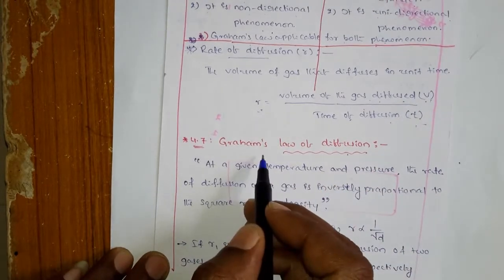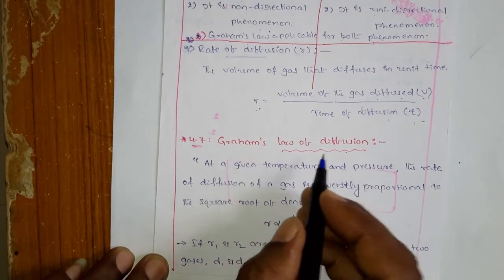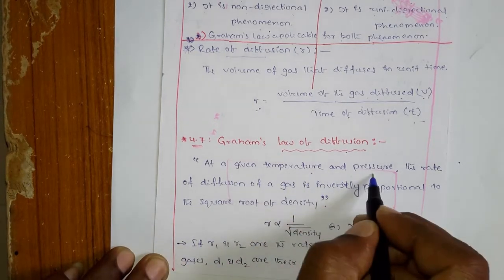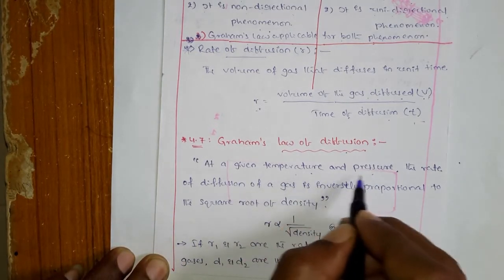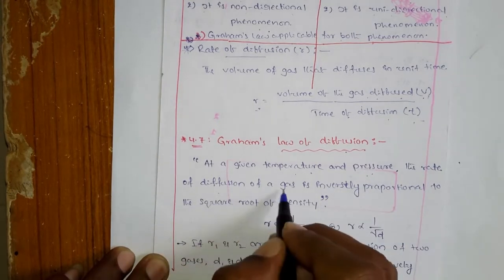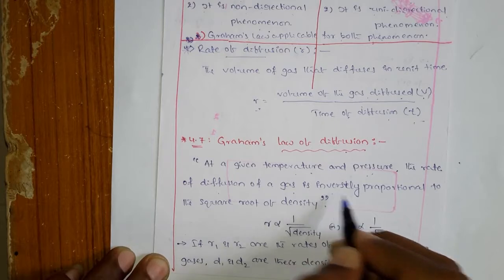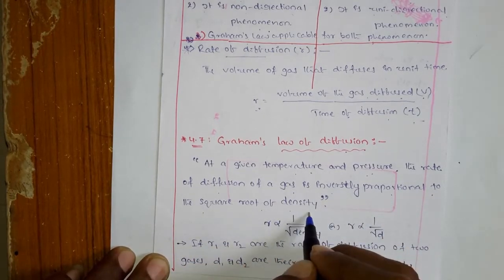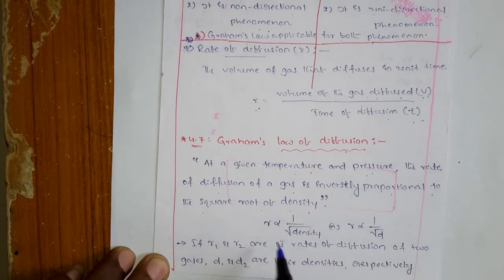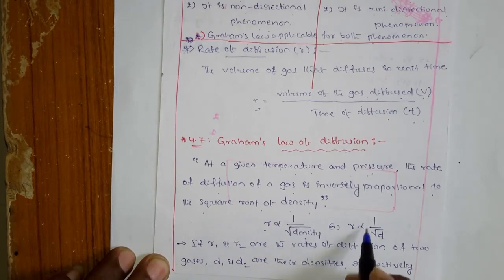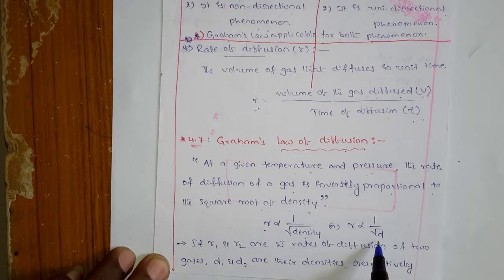Okay, what is Graham's law of diffusion? What he found with his experiments is very simple. At a given temperature and pressure, that means temperature and pressure are constant, the rate of diffusion of a particular gas is inversely proportional to the square root of its density. That is, R is proportional to 1 by square root of density. That is, R is proportional to 1 by square root of D.